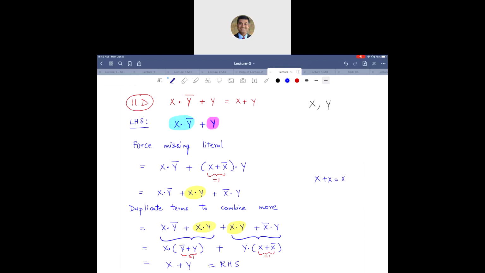So hopefully you saw the use of two tricks. One was how to force the missing literal, and which term you should use to force it. And also to duplicate the terms so that you can combine more. So those are the two tricks that we have learned here in order to go from the left-hand side to the right-hand side.